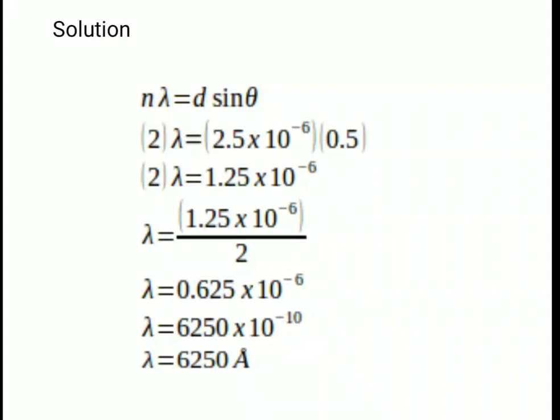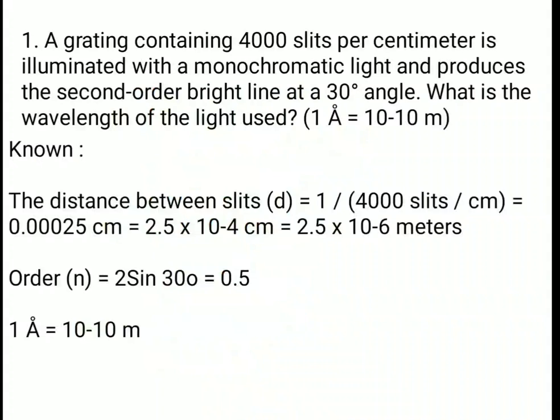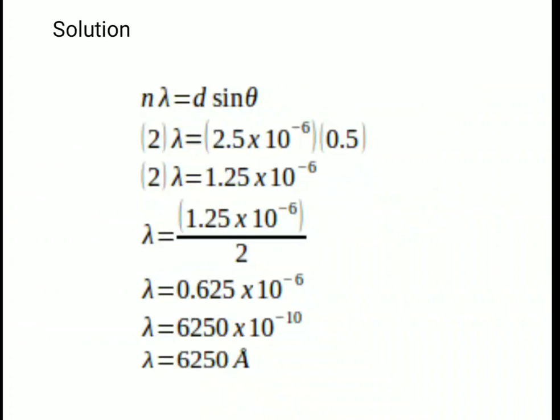6250 into 10 power minus 10. 10 power minus 10 is equal to 1 angstrom. So lambda value, that means the wavelength of the light, is equal to 6250 angstroms. That means a grating having 4000 slits per centimeter, in a second order bright line at 30 degrees angle, the monochromatic light having wavelength is 6250 angstroms.